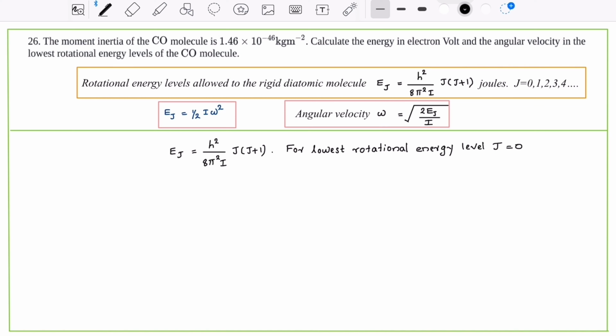Therefore, EJ becomes E0, that is equal to h square divided by 8 pi square I into 0 plus 1 joule. That is, the lowest rotational energy E0 is equal to 0 joule. Therefore, we can say the lowest rotational energy E0 is equal to 0 electron volt also.